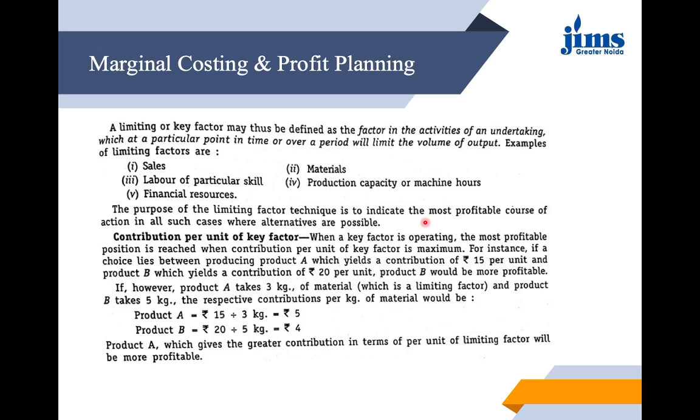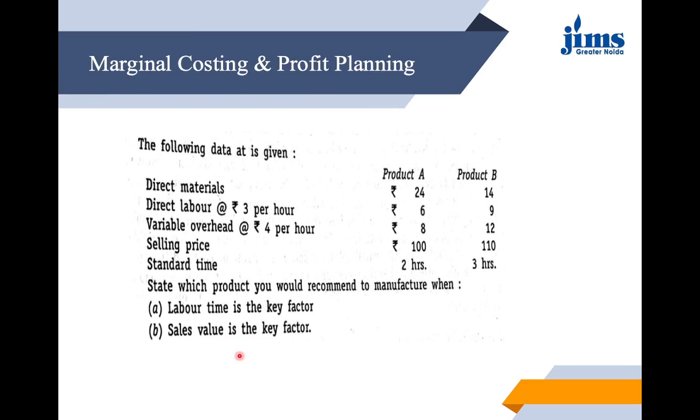When a key factor is operating, the most profitable position is reached when contribution per unit of key factor is maximum. For instance, if the choice lies between producing product A, which yields a contribution of rupees 15 per unit, and product B, which yields a contribution of rupees 20 per unit, then obviously product B would be more profitable. If however product A takes 3 kg of material, which is a limiting factor, and product B takes 5 kg, the respective contribution per kg of material would look like this. In that case, product A, which gives a greater contribution per unit of limiting factor, will be more profitable. Okay, let us have a numerical.